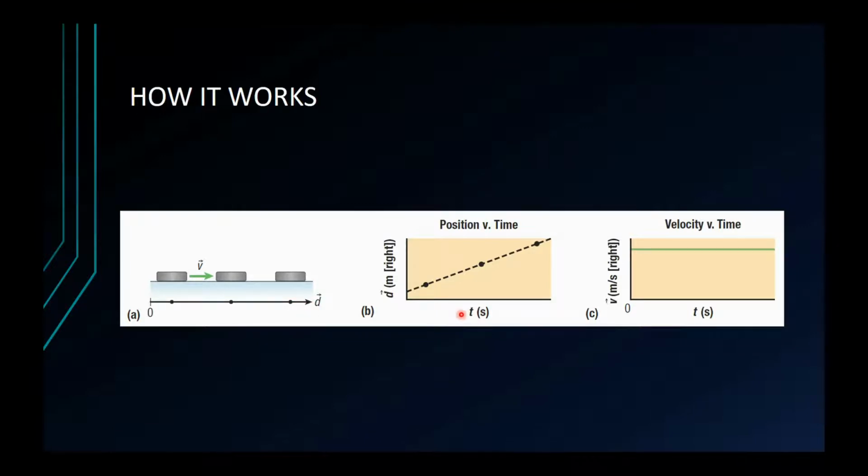So in figure B, you have a position versus time graph. Time is on the x-axis and position is on the y-axis. So this is our reference point right here. And in the first position, we are this far away from our reference. In position 2, we are this far away from our reference. In position 3, we are this far away from the reference. So you can see that we're moving relatively constantly. So here we have constant velocity. As time increases, we have constant velocity.